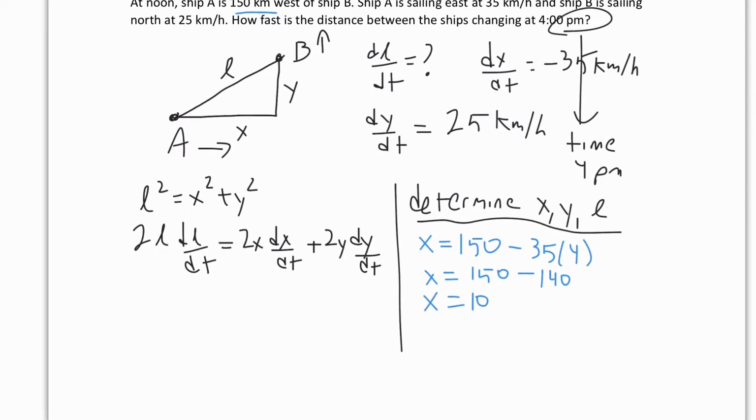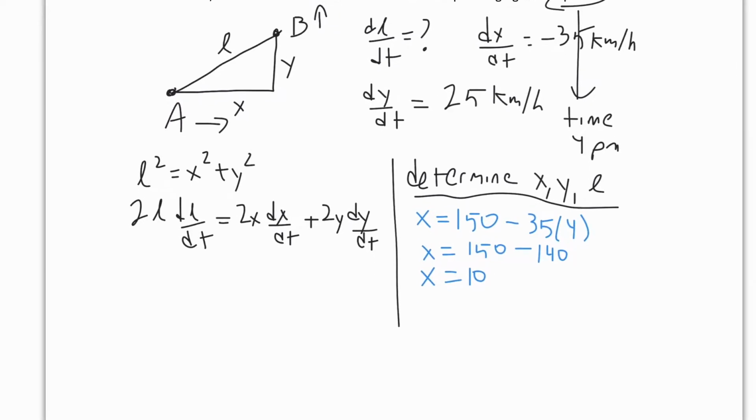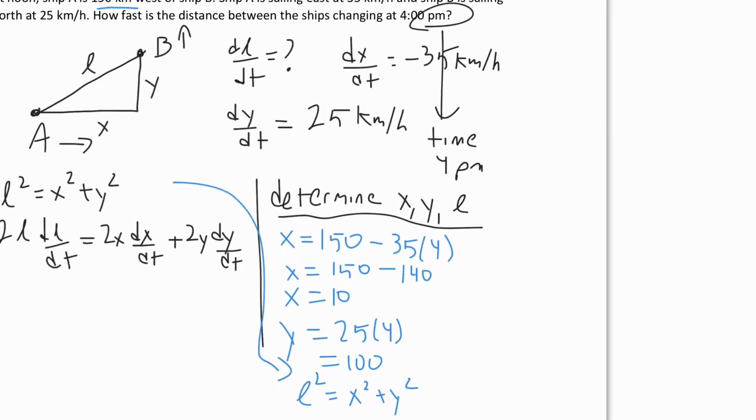Similarly, we can find the y distance. Now, there was no vertical separation to start with, so y will just be equal to the positive 25 that it's moving times 4 hours, which is 100. Then to find L, we definitely have to use this equation. L squared is equal to x squared plus y squared. So let's see what we get here.